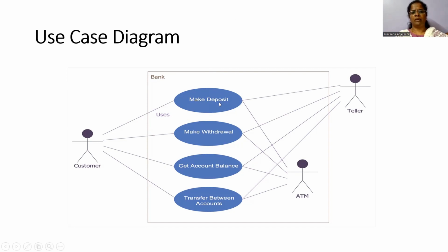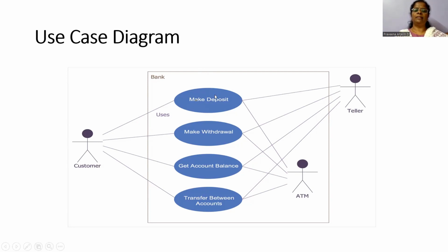Okay. So here, for example, I have given these 4 as use cases. Apart from that, if you want to give anything else, you can give that here too. So let us consider these 4 use cases. First we'll consider make deposit. Who are all connected with this use case? As I said before, customer, ATM, and teller are the 3 actors present in the system.